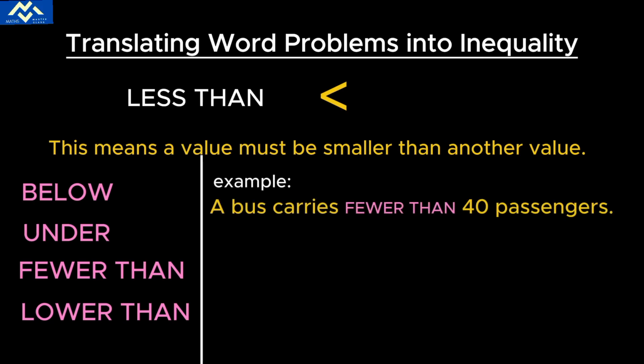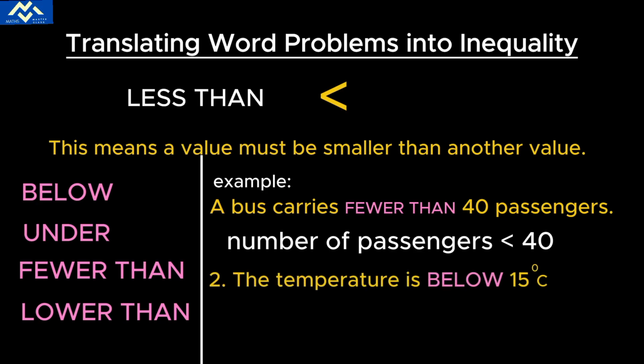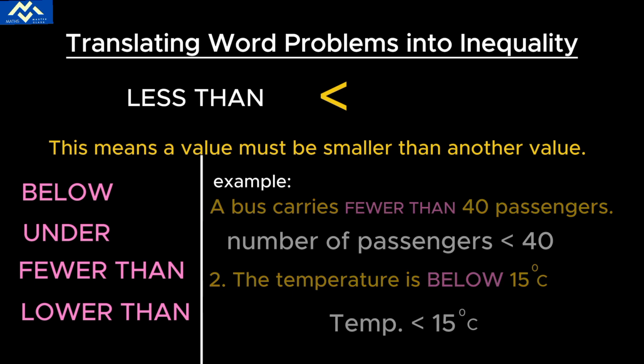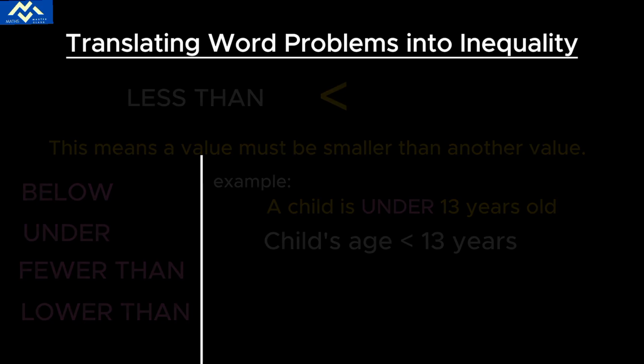Example. A bus carries fewer than 40 passengers. This means the number of passengers the bus can carry must not be up to 40. So it's less than 40. Another example. The temperature is below 15 degrees Celsius. Since below means less than, the temperature must be less than 15 degrees Celsius. Again. A child is under 13 years old. This means the child's age is less than 13 years.